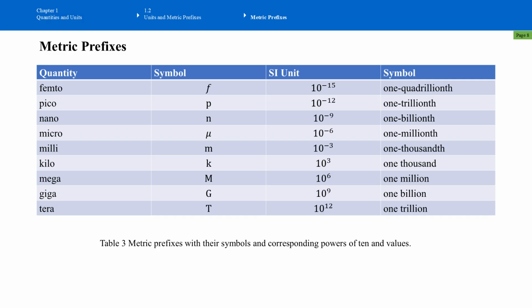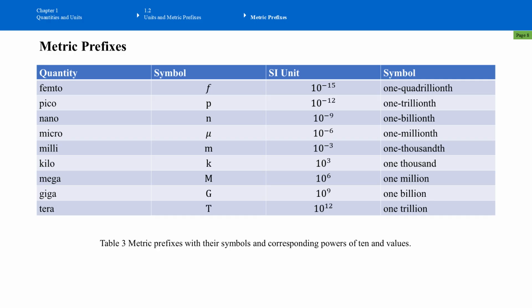And then we have kilo, like kilometers, kilograms, using the lowercase k to represent it. It means 10 to the third. That's 1,000. And then the next one we have is mega. Mega means million. If you play lottery, you know it, like Mega Millions. That means 10 to the 6, which is 1 million.